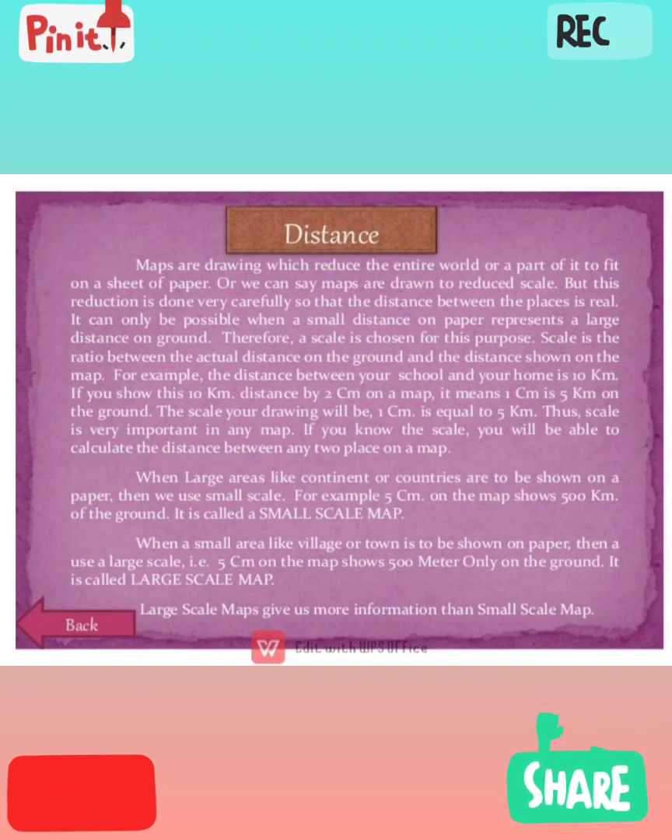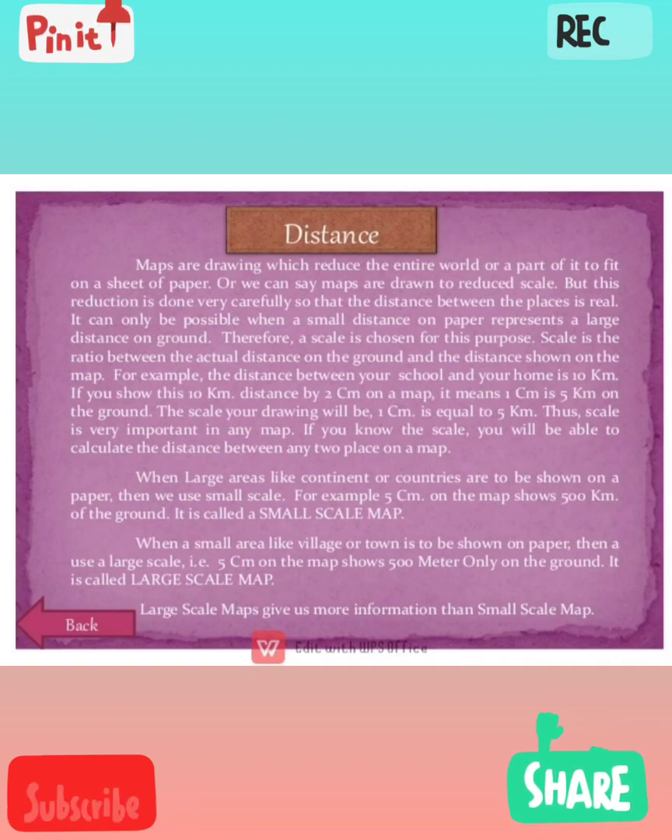For example, the distance between your school and your home is 10 km. If you show this 10 km distance by 2 cm on the map, it means 1 cm is equal to 5 km on the ground. The scale you're drawing will be 1 cm is equal to 5 km. Thus, the scale is very important in any map. If you know the scale, you will be able to calculate the distance between any two places on the map.